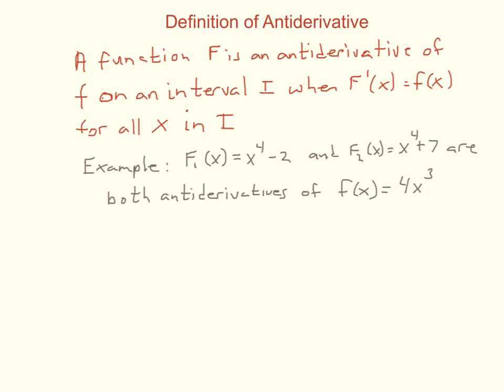What I also want you to recognize here, though, is that when we talk about antiderivatives, we always talk about it as an antiderivative, not the antiderivative. It's because the antiderivative is not unique. F2 is another function that when I take its derivative is going to give me 4x cubed. So capital F1 and capital F2 would both be antiderivatives of 4x to the third.